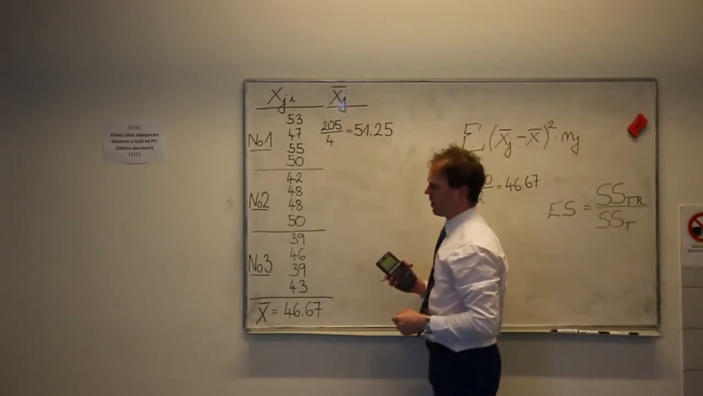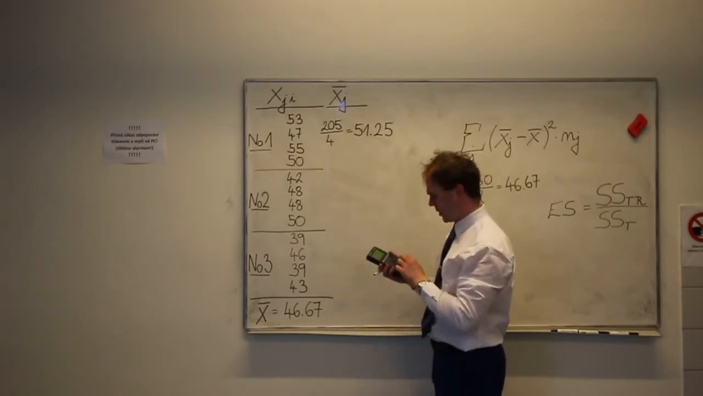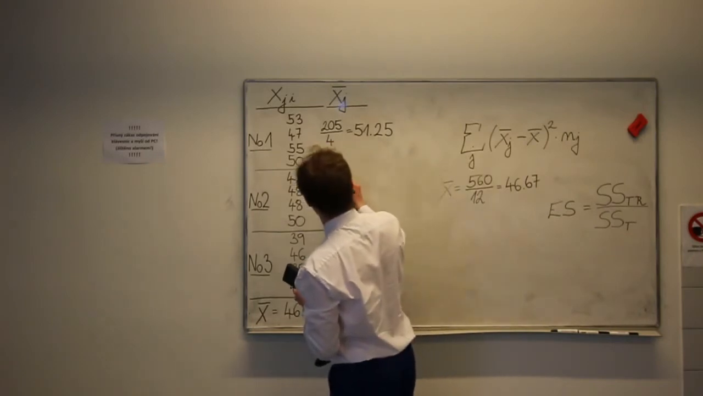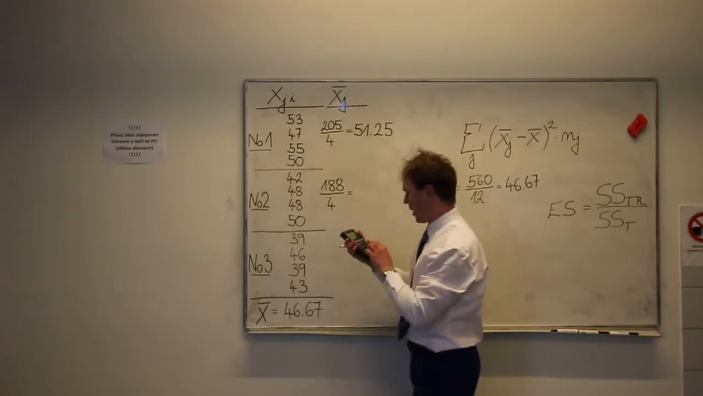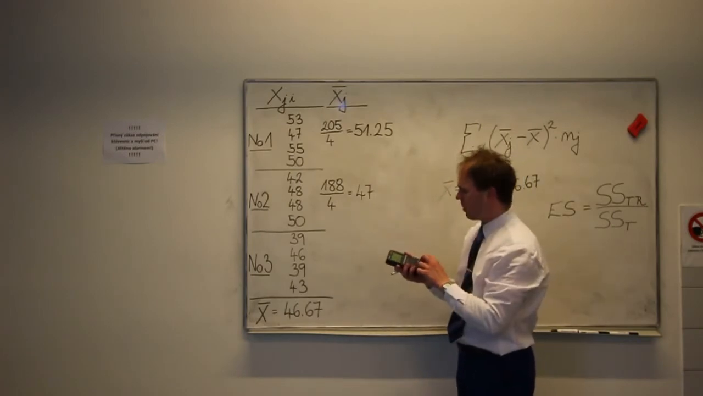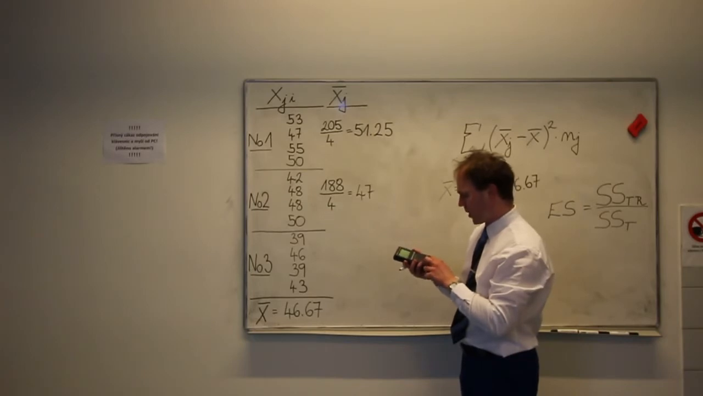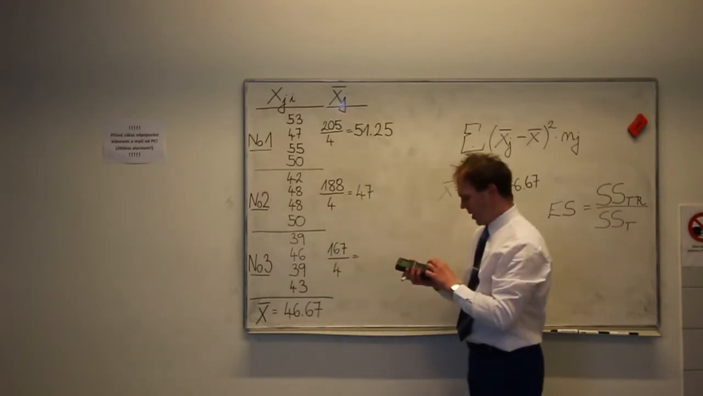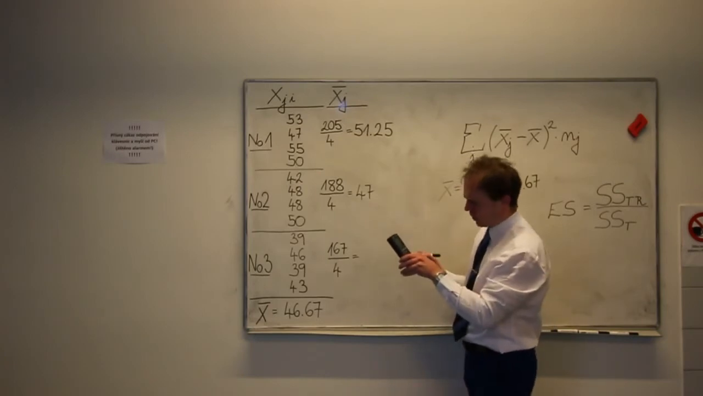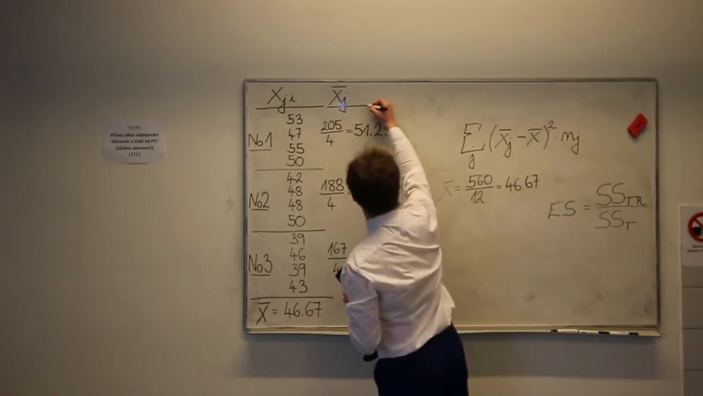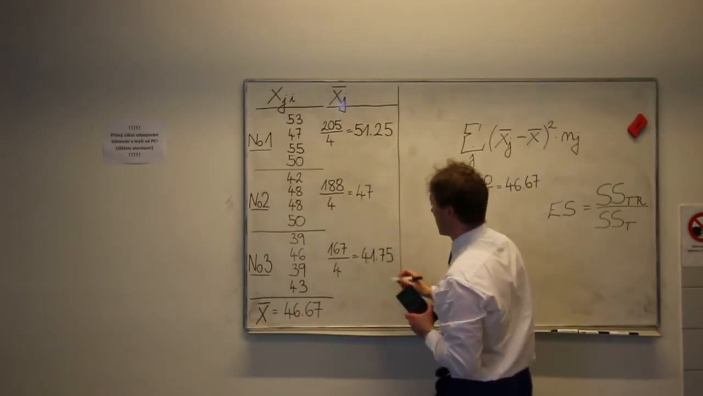Second group, Mr. Benz, yes, for good example, or King. So 42 plus 48 plus 48 plus 50, 188 divided by 4, and the result is 47, yes, 47 points. And finally, 39 plus 46 plus 39 plus 43, 167 divided by 4, 41.75. So you have here calculated these means.